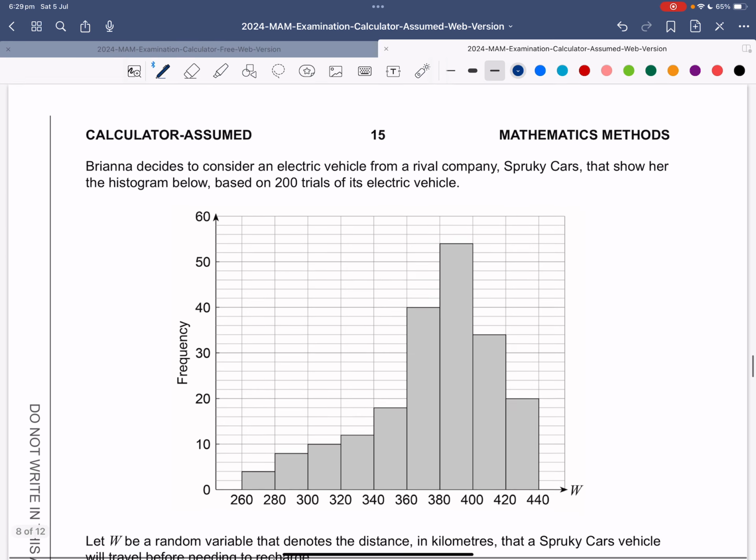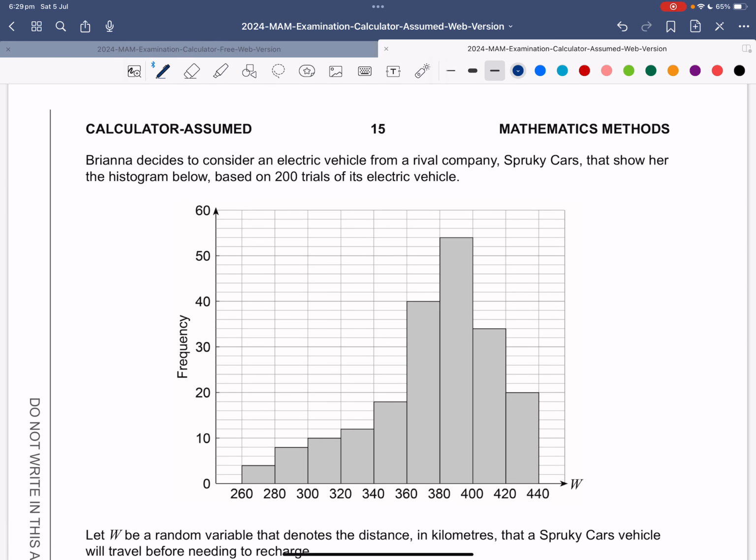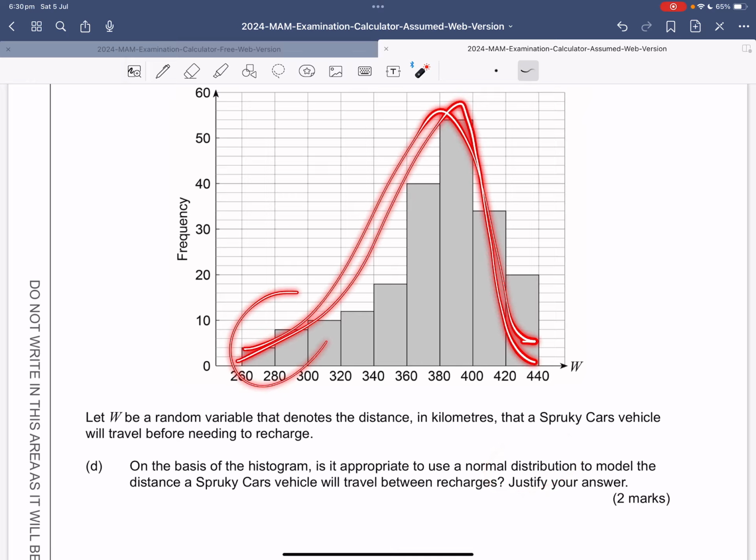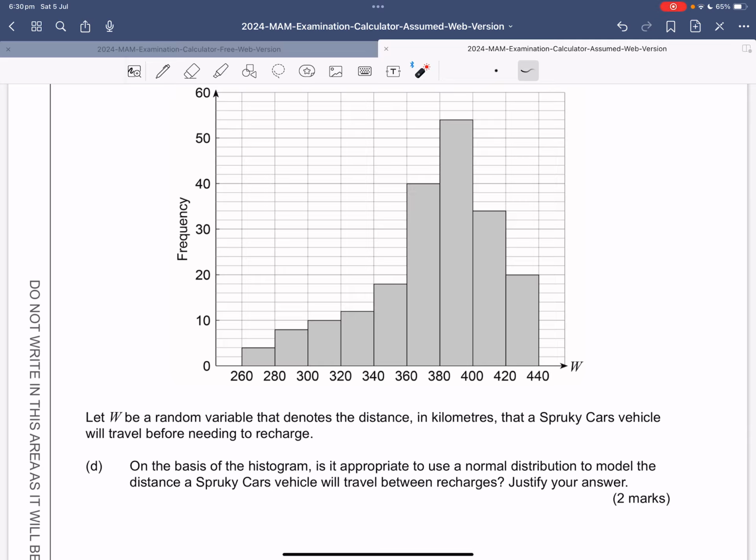All right, Brianna decides to consider an electric vehicle from a rival company, Spruky Cars. And there's the histogram below. Let W be a random variable that denotes the distance that a Spruky car vehicle will travel before needing to recharge. On the basis of the histogram, is it appropriate to use a normal distribution to model this? Now, guys, you can clearly see that this is skewed to the left, okay? There's a clear skew to the left.